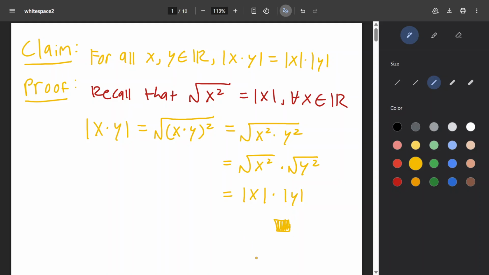So that was a nice short proof. Hopefully this helped clarify some things if you were confused on why this is true, or maybe you've never seen a proof like this before and you were wondering how it's done.